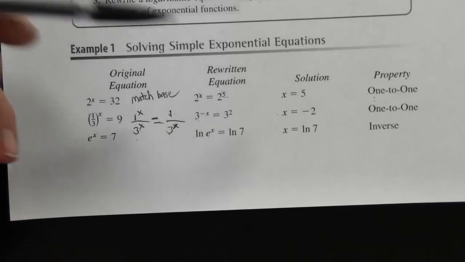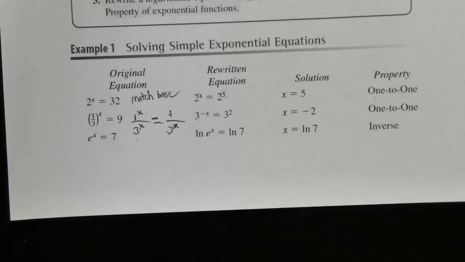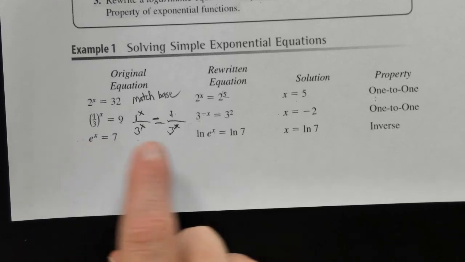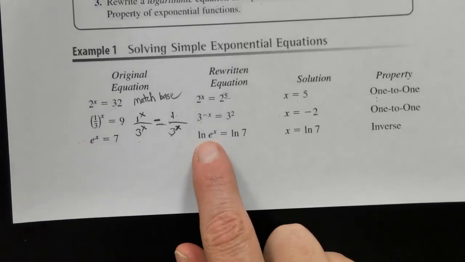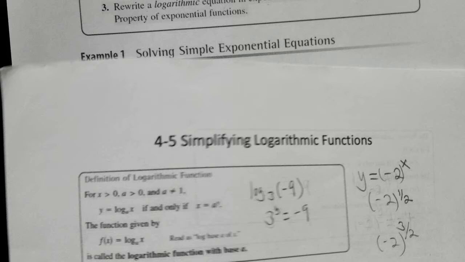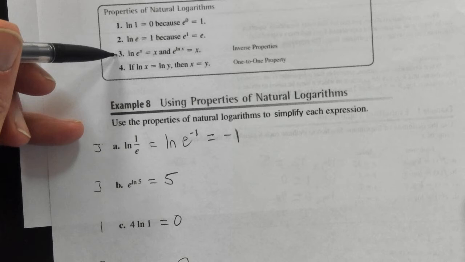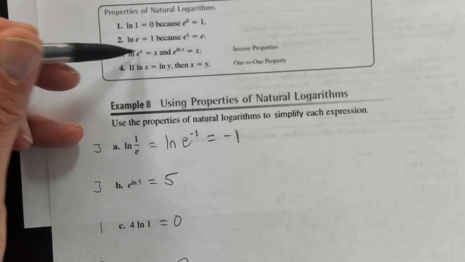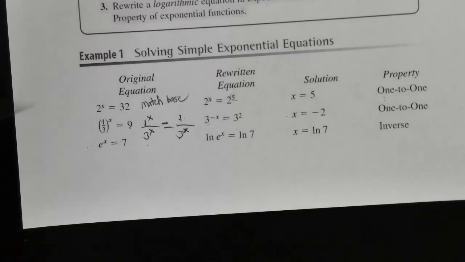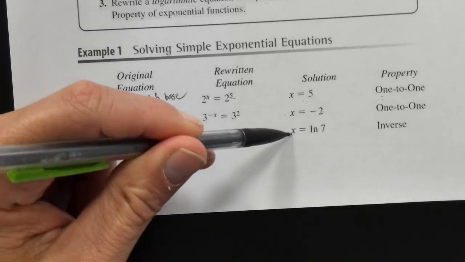Because remember, in one of our previous properties, once you take the natural log of both sides and get to this step here, natural log of e to the x, well, let's see what that's going to be. So remember from section 4.5, we said that natural log of e to the x is equal to x. That was one of our inverse properties, because remember, exponential functions and logarithmic functions are inverses. And so once I take the natural log of both sides, natural log of e to the x is just equal to x. And that's what I want.